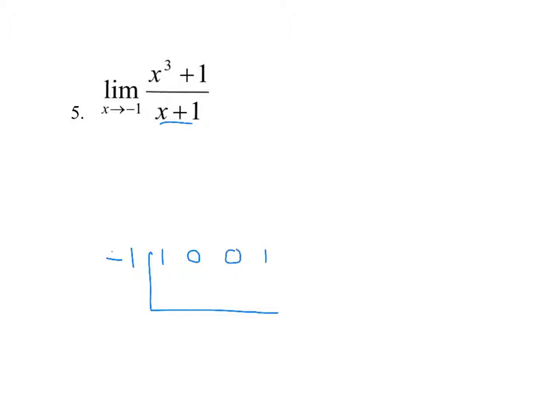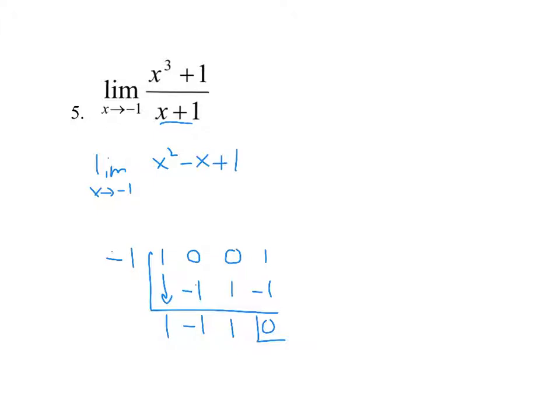Now if you know how to factor the sum of cubes, that's fine, and then you could just cancel it. But if not, then you could just use the synthetic division. So I'll bring down the 1. Negative 1 times 1 is negative 1. 0 plus negative 1 is negative 1. Negative 1 times negative 1 is 1. 0 plus 1 is 1. Negative 1 times 1 is negative 1, which leaves us with a remainder of 0. So that's good. So we're going to have this rewritten as the limit as x approaches negative 1 of x squared minus x plus 1.